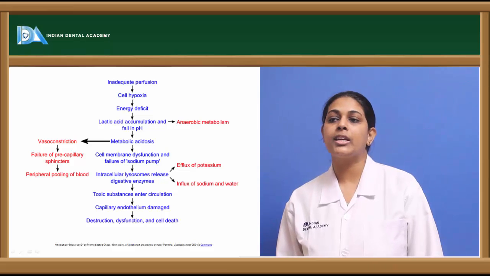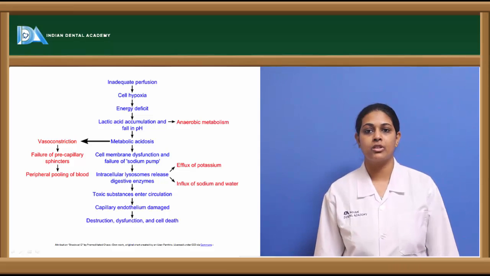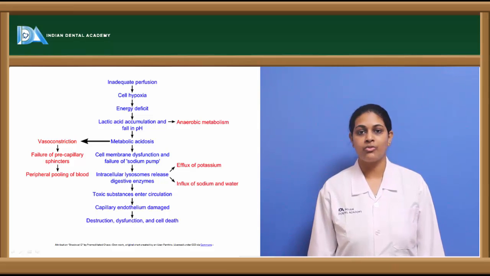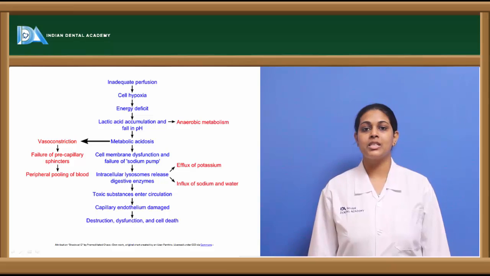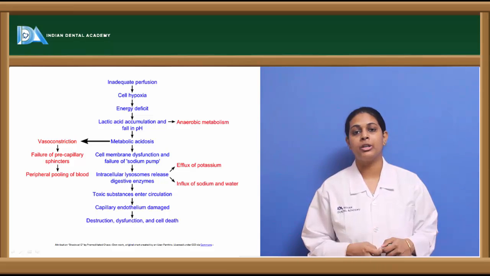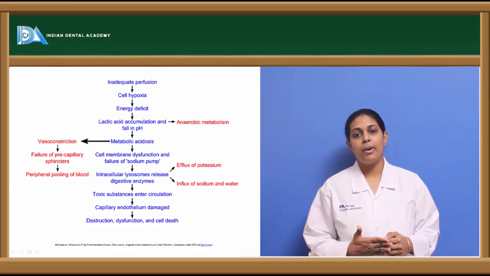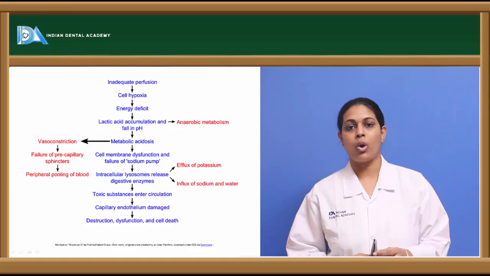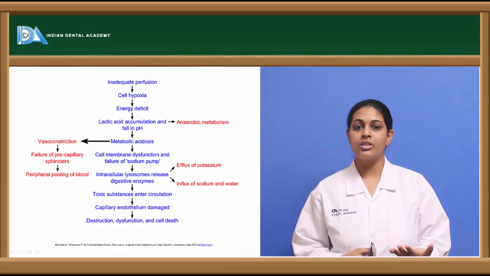So then metabolic acidosis will be followed by cell membrane dysfunction, and this cell membrane dysfunction is associated with the failure of the sodium pump. Since there will be damage to the cell membrane, there will not be sufficient permeability for the pumping of the sodium ions outside, whereas there is influx of the calcium ions as well as absorption of water. This might result in the failure of the sodium pump.